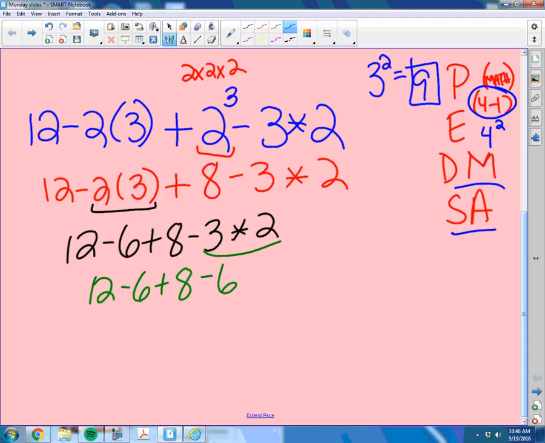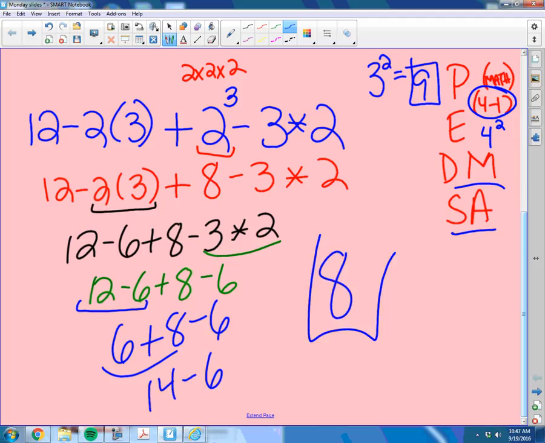Okay? What's next in this addition or subtraction? The first one, that's subtraction. Very good. The first one that comes, which is this guy. 12 minus 6 is 6 plus 8 minus 6. 6 plus 8 is 14 minus 6. The answer is 8. And if you didn't get it correct, that's fine, but please know why.